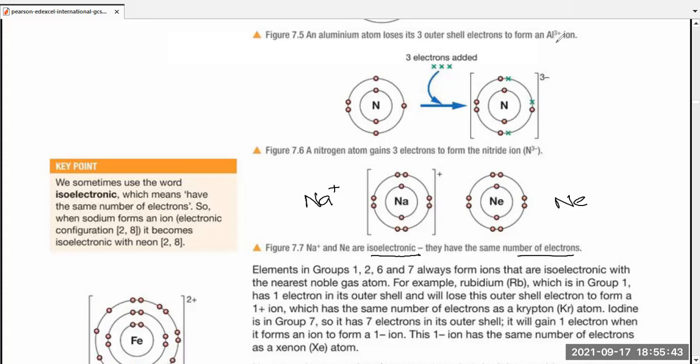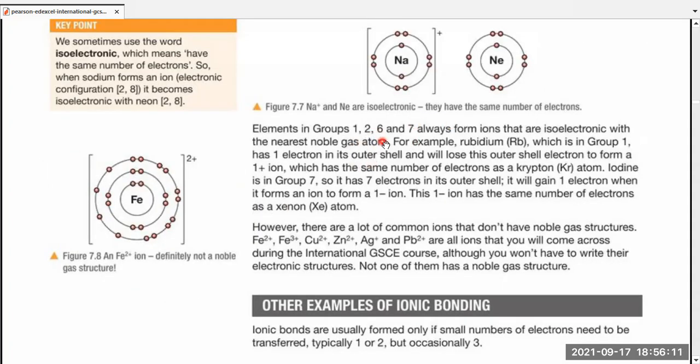If you look at the examples of Al positive 3 ion, it also has the configuration of neon, as well as nitride N negative 3 ion, which also has the configuration of neon. So actually they have the configuration of the nearest noble gas. Moving on, elements in group 1, 2, 6, and 7 always form ions that are isoelectronic with the nearest noble gas atom.